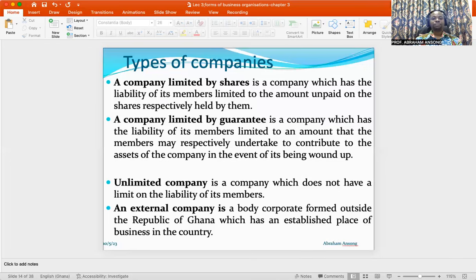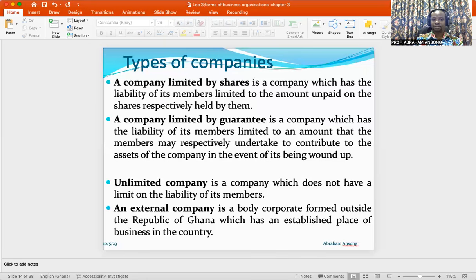Then we have the unlimited company. Generally, the trait of companies is that they have limited liability for their members, but there is also a form of company known as an unlimited company. Currently, there is no example of such a company in Ghana. An unlimited company is a company which does not have a limit on the liability of its members. So it's almost like a sole proprietorship or a partnership type of business.